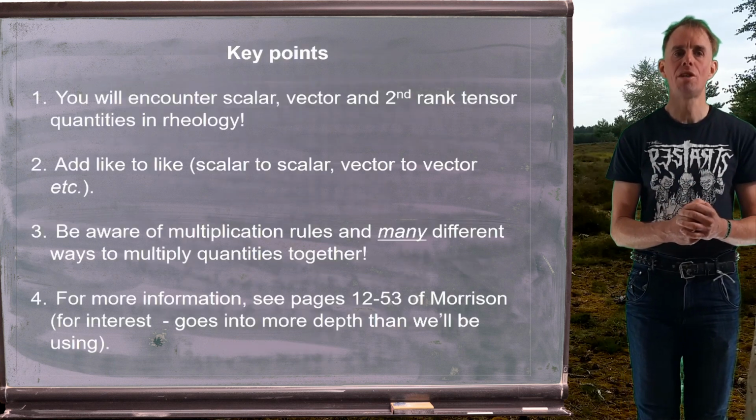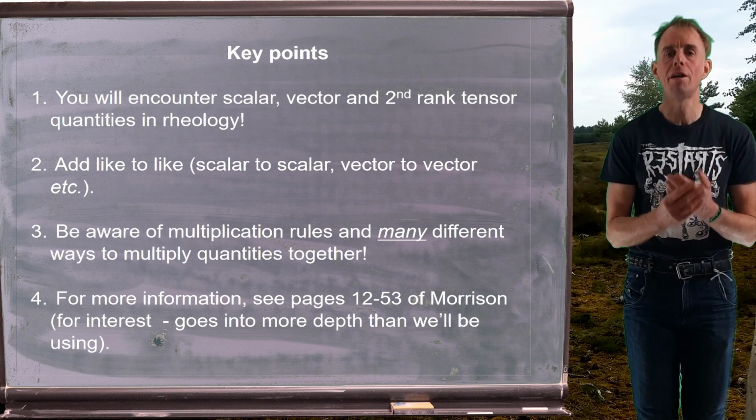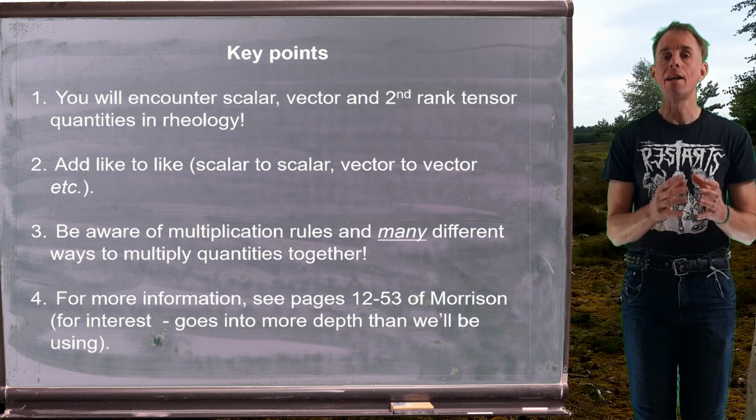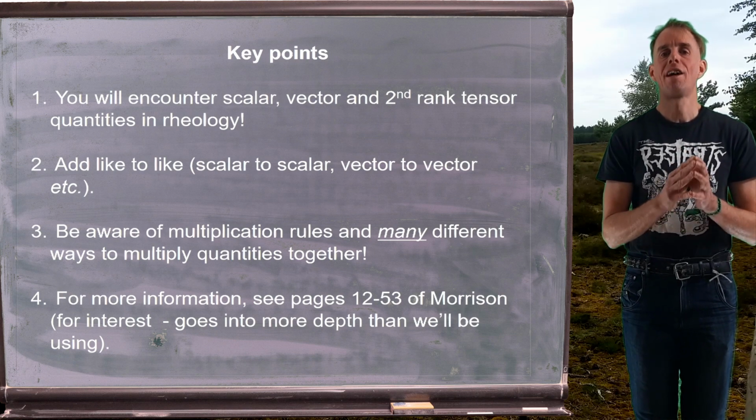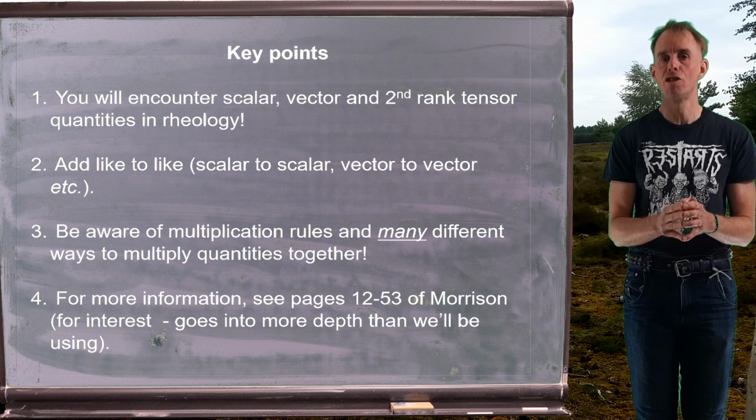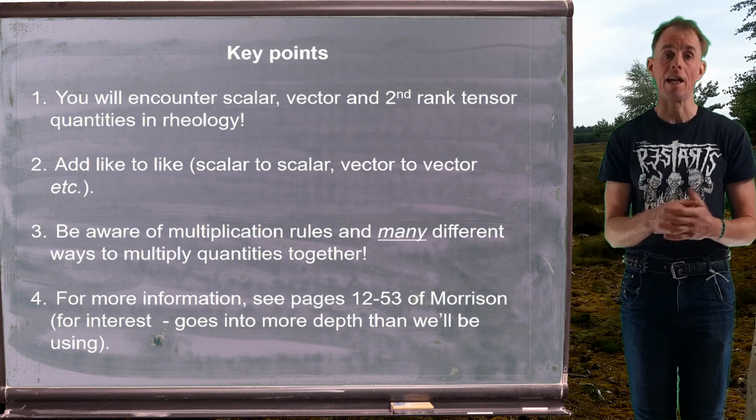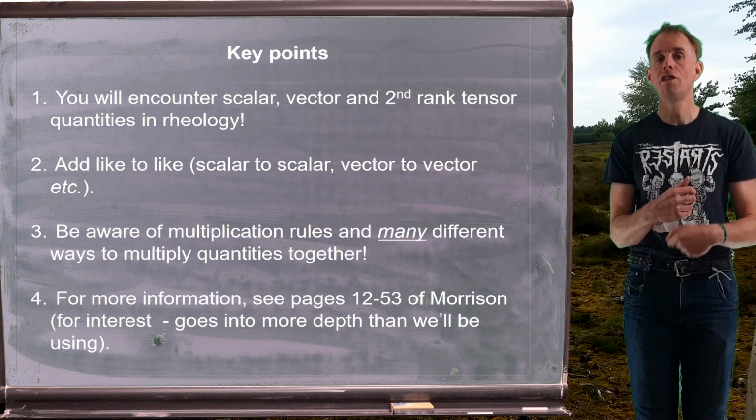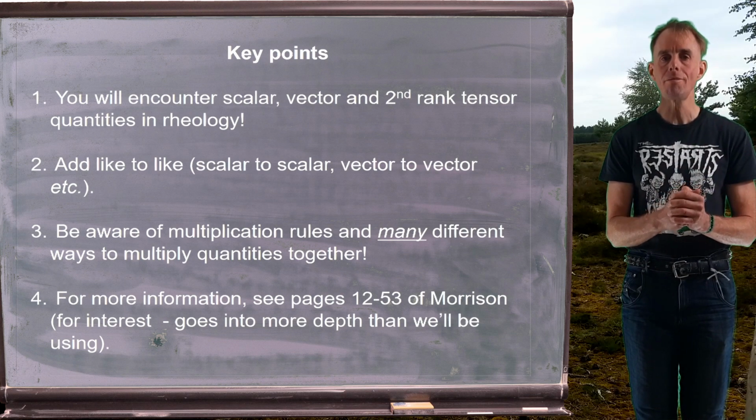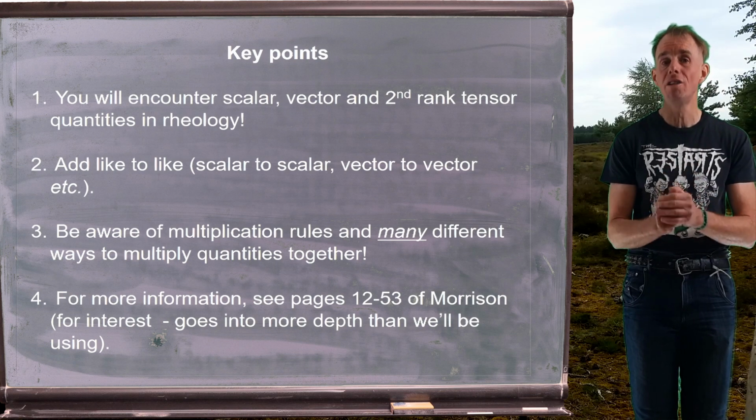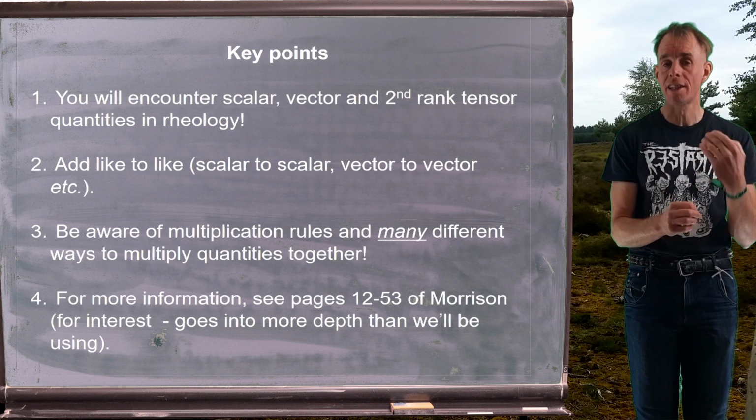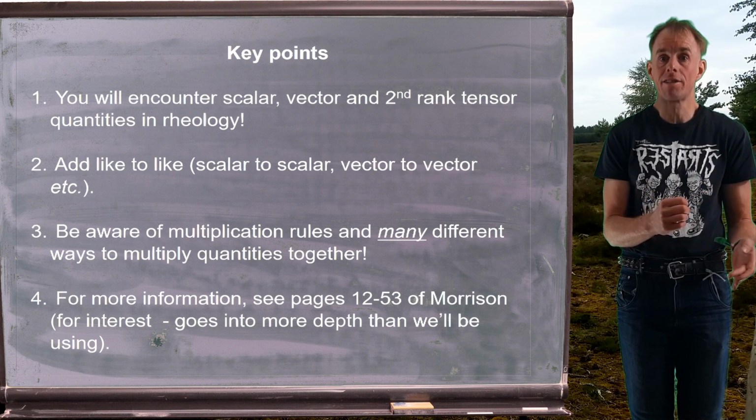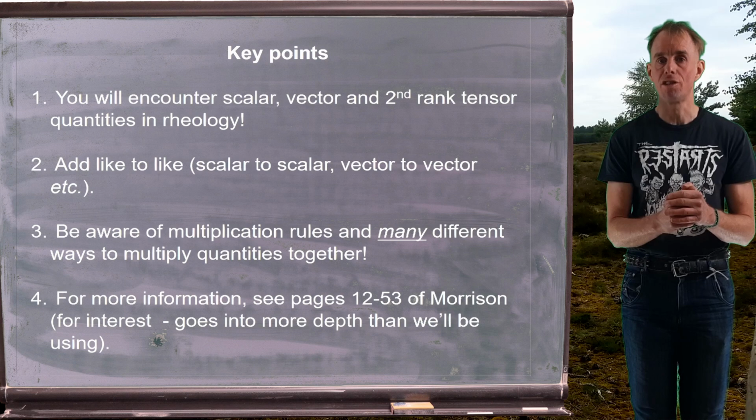So let's sum up a few key points. This whole part of this lesson was around scalars, vectors and second-rank tensors, and we will be seeing quantities that have these properties all throughout rheology. We mentioned viscosity for scalars and density for scalars, velocities for vectors, and stresses for second-rank tensors. The key thing you've got to remember is you can only ever add like to like. You can only add scalars to scalars. You can only add vectors to vectors. You can only add second-rank tensors to second-rank tensors.